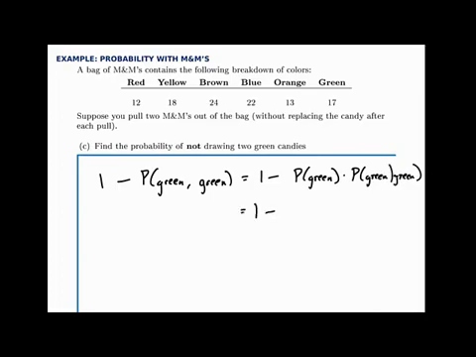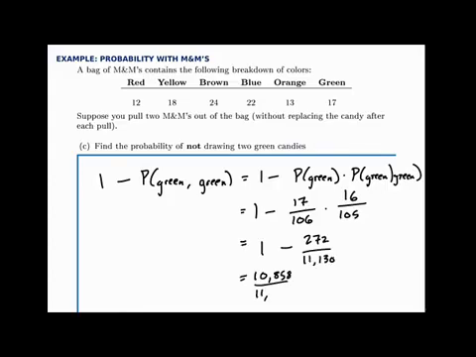So of course the probability you draw a green one first, there are 17 out of 106, and then assuming that happened, there will be 105 total, of which 16 will be green if you drew a green one the first time. So this is 1 minus 272 out of 11,130, which works out to 10,858 out of 11,130, or about 97 or 98%.